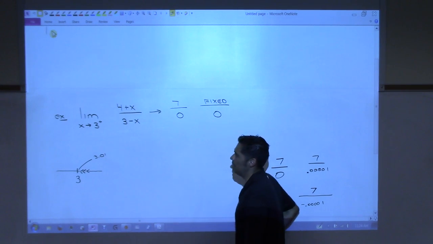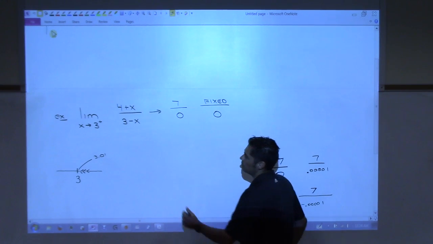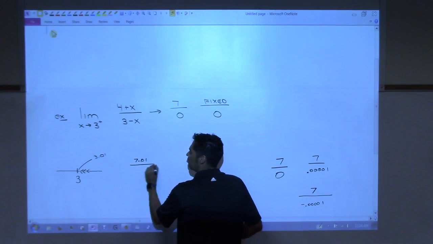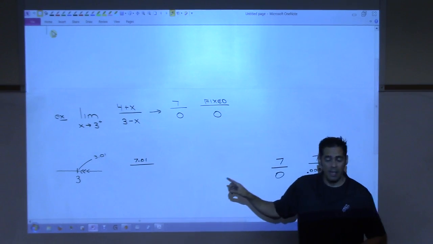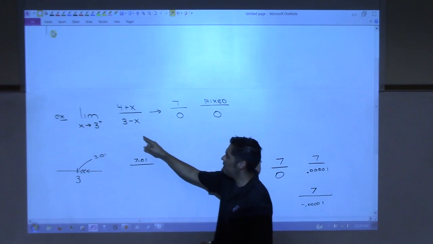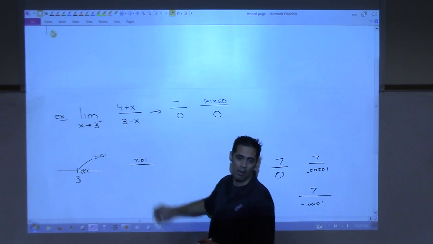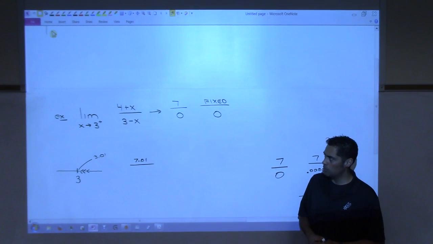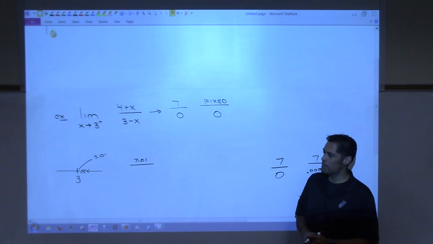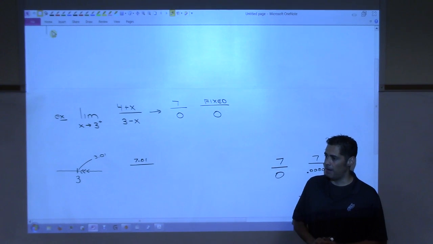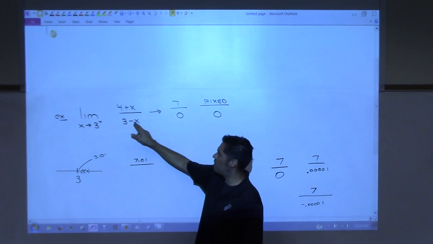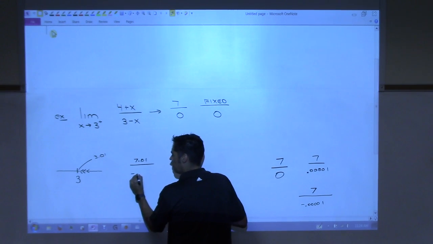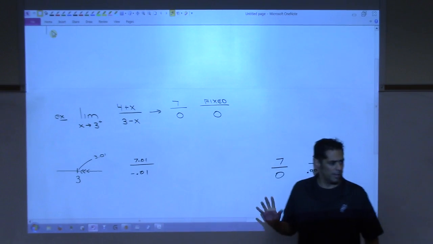So what would the top be? 4 plus 3.01. So it would be like 7.01. It's getting really close to 7, yes? And the bottom is going to be 3 take away 3.01, which is 0.01, sorry. Negative, right? It would be negative because I'm doing 3 take away 3.01. I would have a negative 0.01. Do you all follow? Yes?